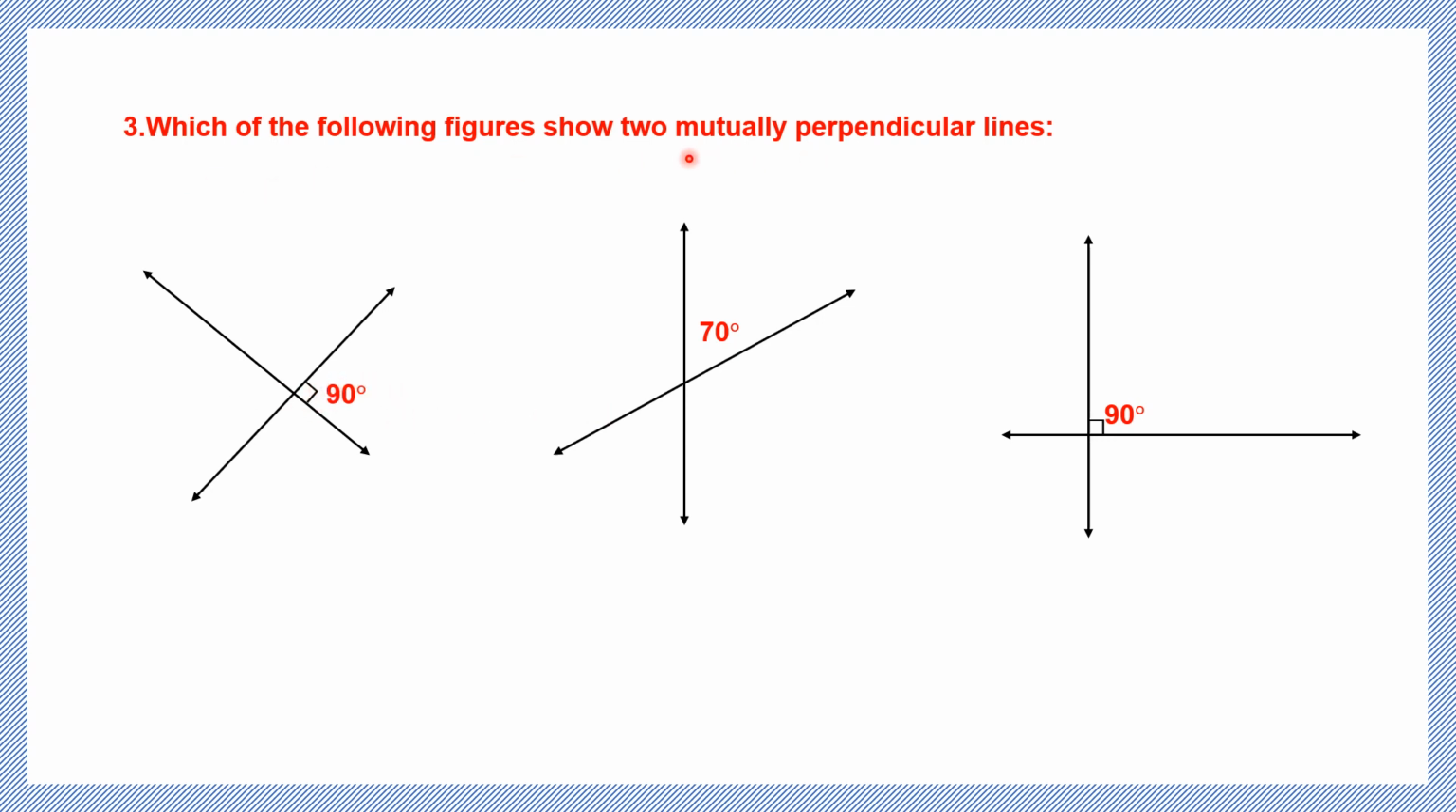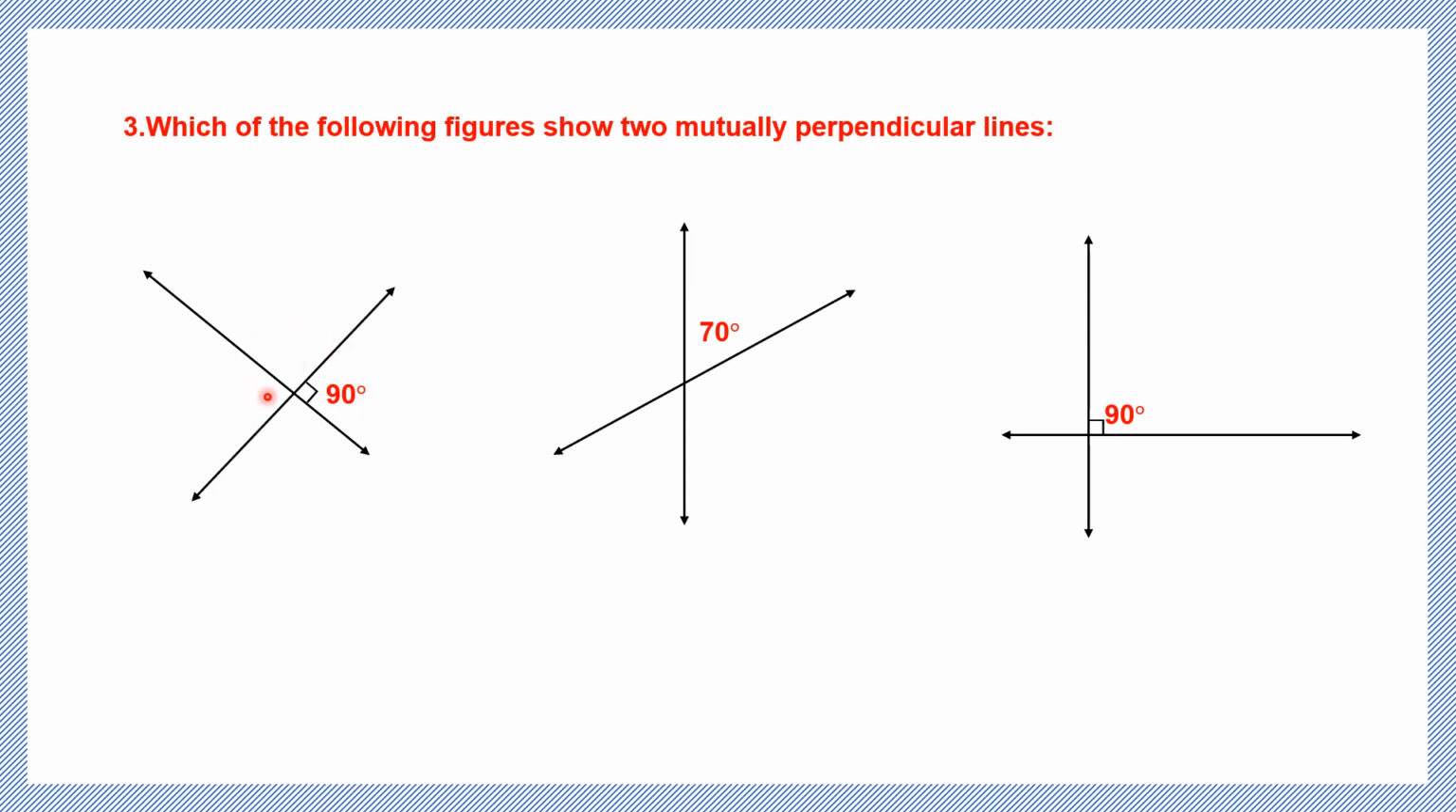And what is the meaning of mutually perpendicular? That means both the lines have formed 90 degrees between them. So this line has formed 90 degrees. This line has also formed 90 degrees with the other line. So when both the lines form 90 degrees or cut each other at right angles, they are said to be mutually perpendicular lines. So this you can see 90 degrees.